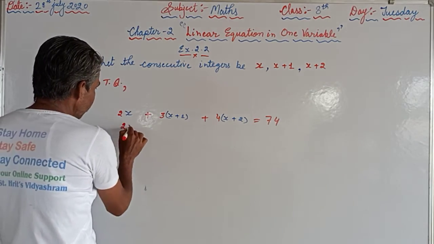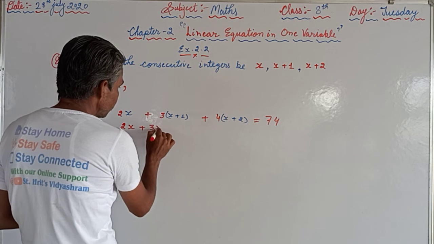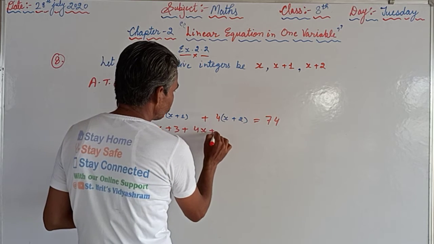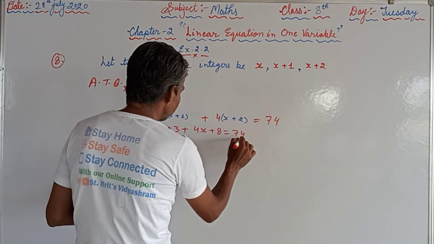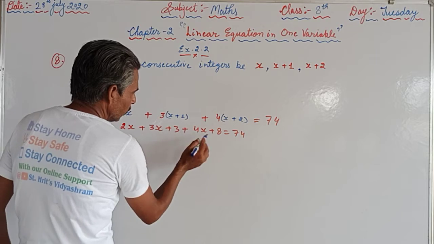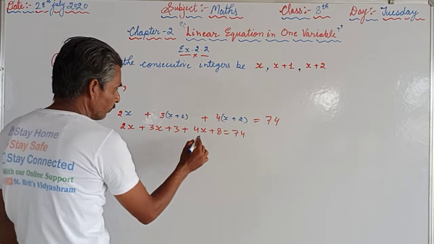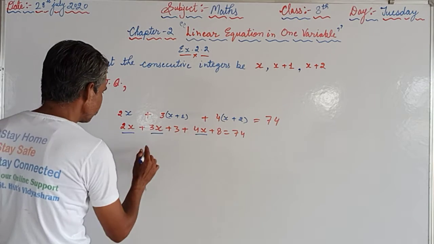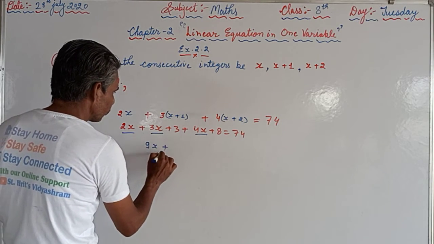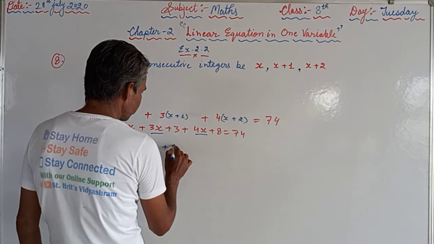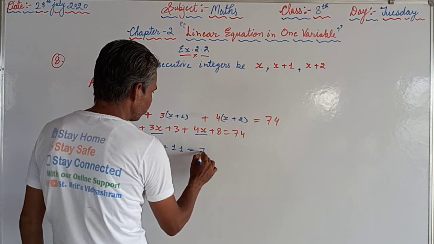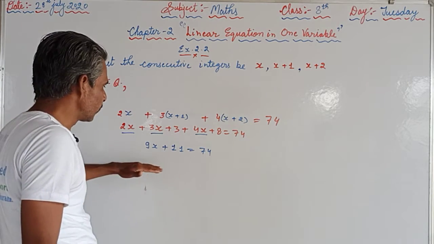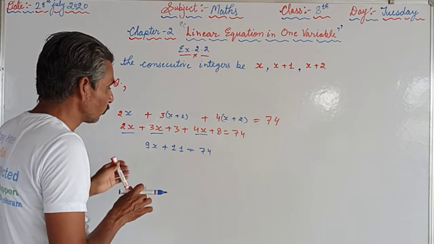So 2x plus 3 times x plus 1 plus 4 times x plus 2 equals 74. Now we will sum up the variables: 4x, 3x, 2x. 3 plus 2 is 5, 5 plus 4 is 9x, plus 3 plus 8 is 11, equal to 74. Now this is the required linear equation in one variable for this question. Now we will solve that.